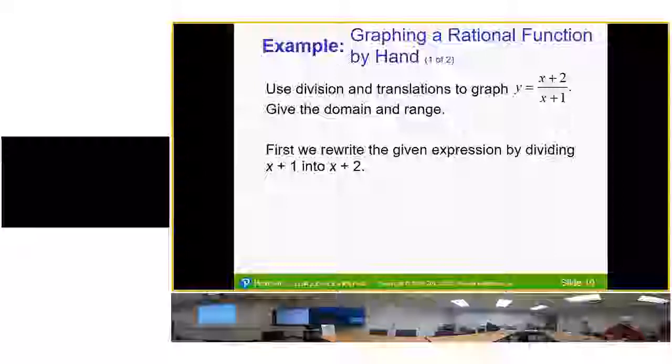You set the denominator equal to 0. That's how you find the vertical asymptote. Set the denominator equal to 0.